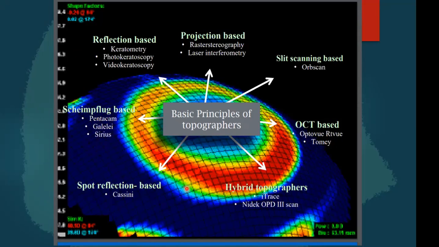So this is just a broad categorization of the topographers available these days. What you have to remember practically is the reflection based, which are more common, the Scheimpflug based, and the slit scanning based topographers, which we generally see images of even during the practical examination.